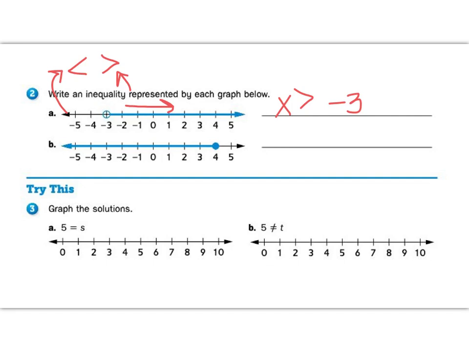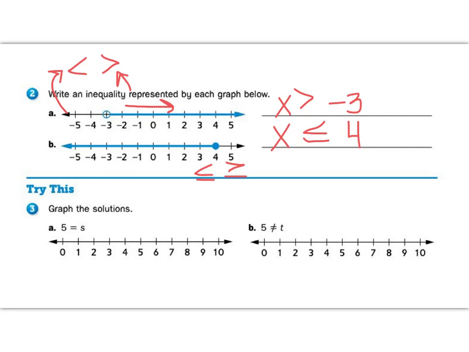For this one, it's a closed circle. So if it's a closed circle, it's either less than or equal to or greater than or equal to. So what I'm going to do is start writing my inequality x, and I notice that the dot's on 4. Since it's a closed circle and the arrow is pointing to the left, the numbers are getting smaller, so I know it's less than or equal to.